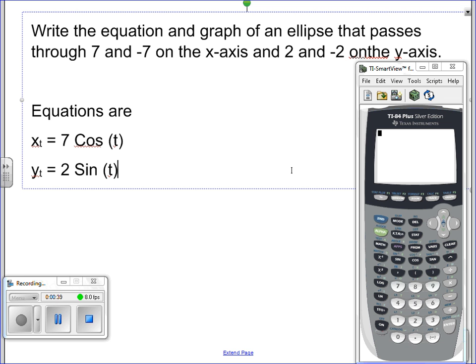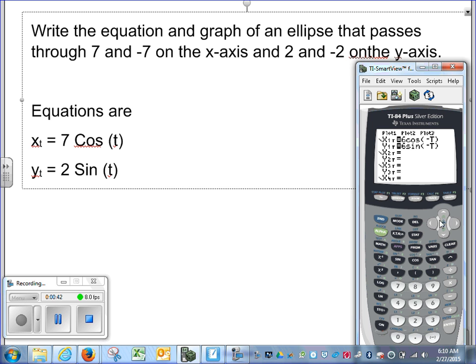t. Going to our calculator, y equals, I type in 7 cosine t, and then 2 sine t. Our window, since I want to make an entire circle and I'm going to be in degrees, I'm going to go from 0 to 360 degrees. Step 5. Squaring the window, that means x should go from about -15 to +15, and y -10 to 10.